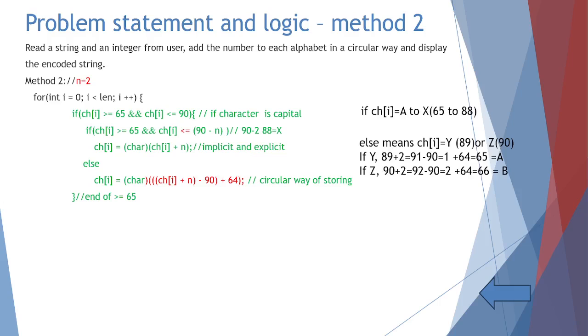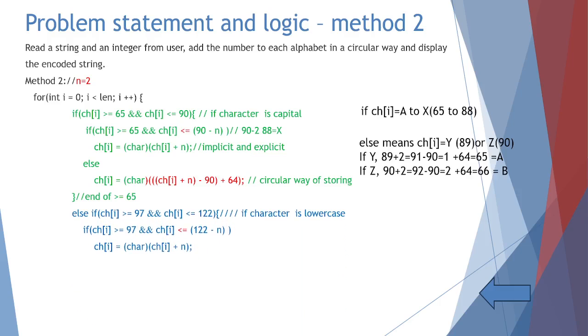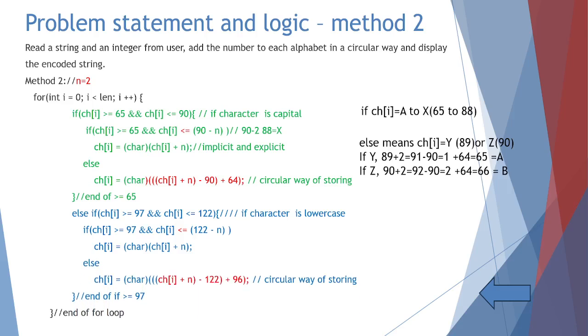Similarly, we go for lowercase characters. Here 97 to 122, and inner if, that is nested if, is 122 minus n, no problems, go ahead and plus n. Otherwise, ch of I plus n minus 122, because the lowercase characters are 97 to 122, and whatever the difference, add it to 96. So it becomes 97, 98, 99, and so on and so forth.